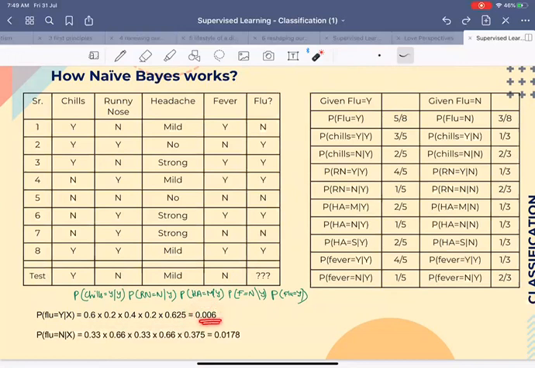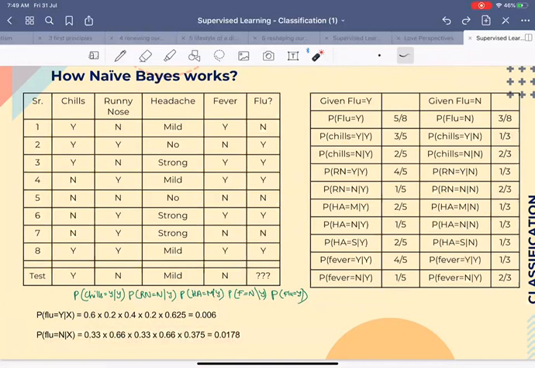No, we cannot find out now. We have to find the other example also. So we'll find the probability of not having flu given this data. Same as we generated here. Instead of yes, you replace no. So chills yes, flu no, is 1 by 3, which gives you 0.33. So you run through this example, you will have all these numbers. When you multiply all these numbers, we end up with 0.00178.